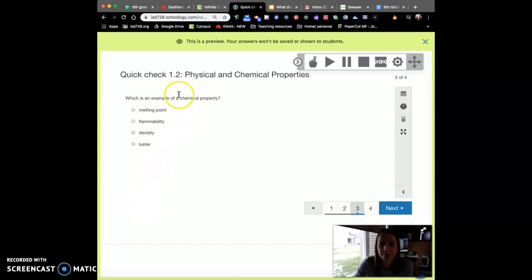Okay, so remember, a chemical property is a substance's ability to change into a new substance. So if we're going to change it into a new substance, we're seeing if it's flammable.